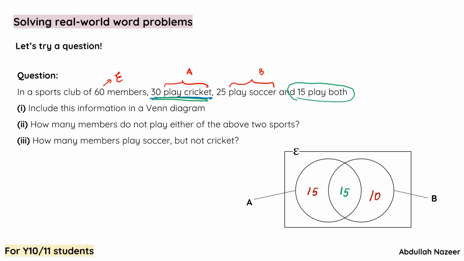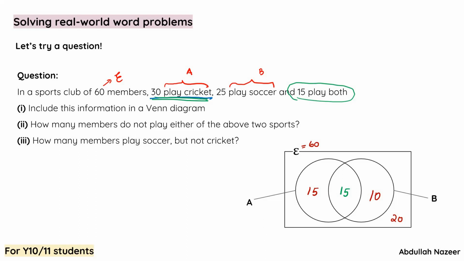So the best idea is always to start with the region that is at the center and work your way outside. Alright, so we have one more thing left to fill. We know that the universal set is 60. That means all the numbers inside should add up to 60. If we add all of these inside, we get 40, right? So the total number inside the two circles is 40, which means there are 20 members in the sports club who do not play either cricket or soccer. So that's how you fill this Venn diagram.